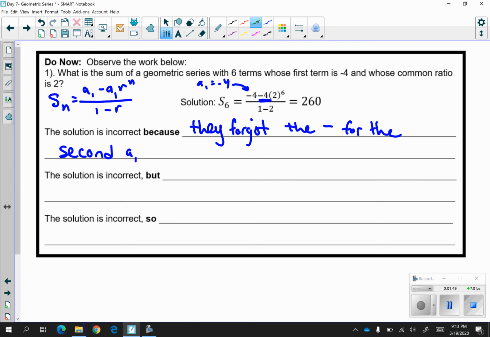Now, the solution is incorrect, but what is correct? So we have that the n was correct, that the r value is correct, and it's placed in the right spot. So you can say the solution's incorrect, but the other terms are placed correctly.